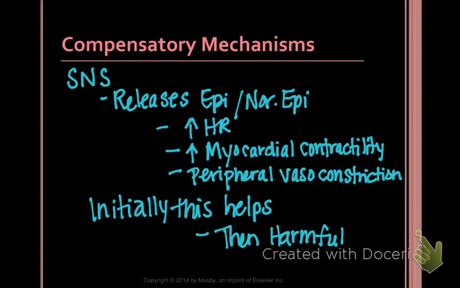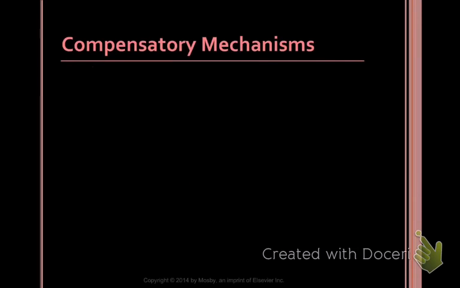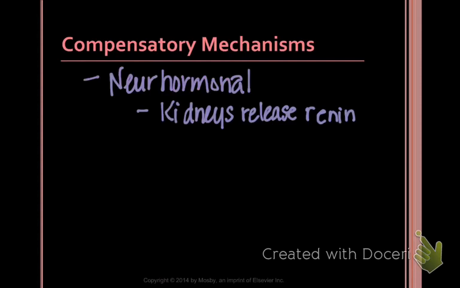Because what happens, over time, a systemic inflammatory response occurs. You're going to have neurohormonal response. And this response is going to lead to elevated levels of norepinephrine and angiotensin II.